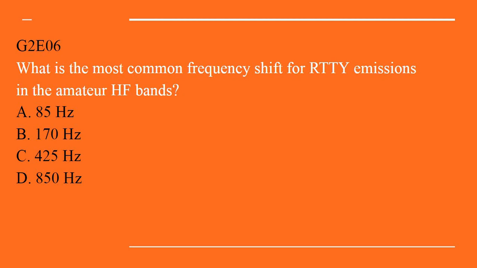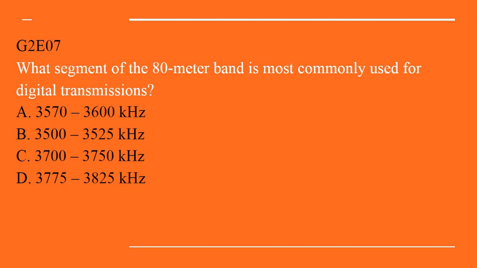G2E06, what is the most common frequency shift for RTTY emissions in the amateur HF bands? A. 85 Hz. B. 170 Hz. C. 425 Hz. Or D. 850 Hz. Correct answer B. 170 Hz.